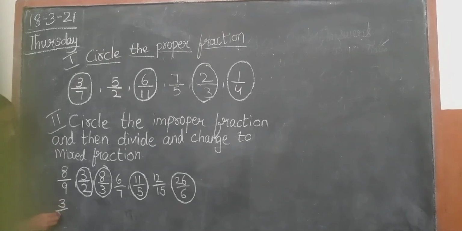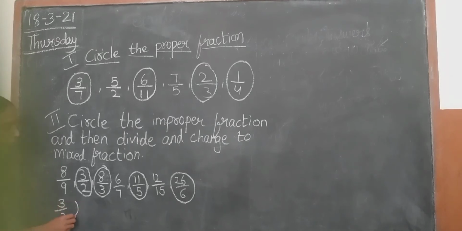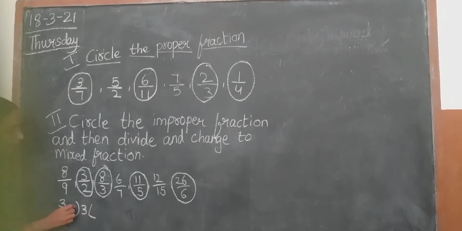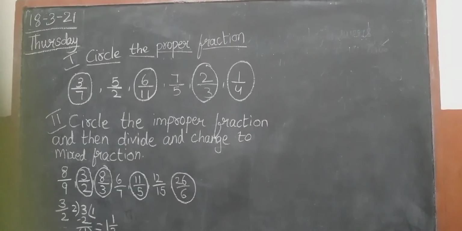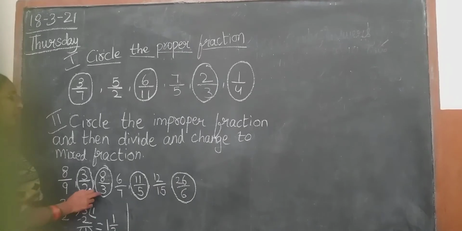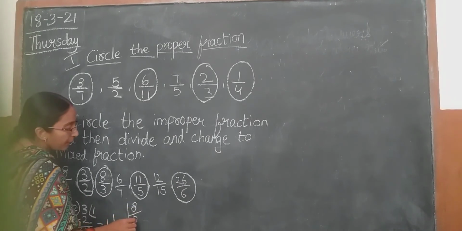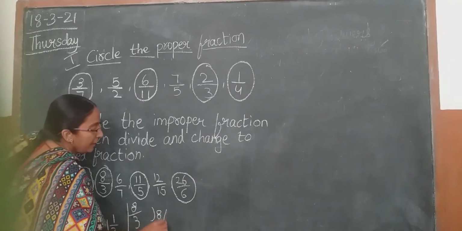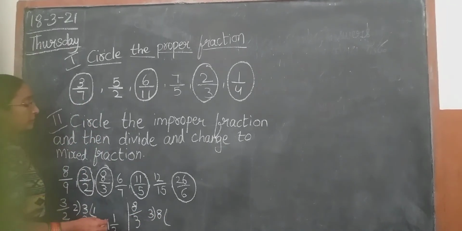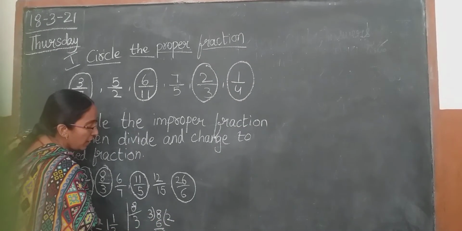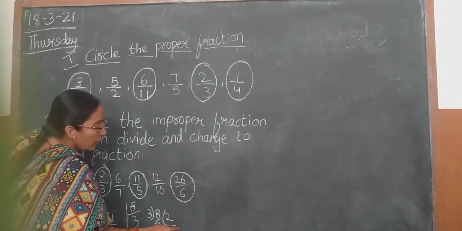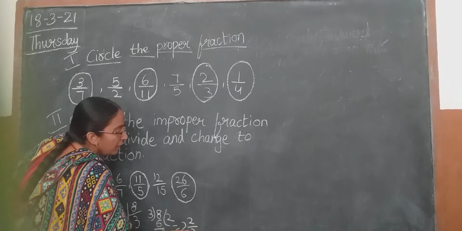See, 3 by 2 is an improper fraction. What should you do? You have to divide. 3 divided by 2. 2 ones are 2. 3 minus 2, 1. Now how are you going to write this? 1 by 2. Yes, write like this. Then 8 by 3. 8 divided by 3. 3 2s are 6. 7, 8. Now how are you going to write this? That is equal to 2 by 3.